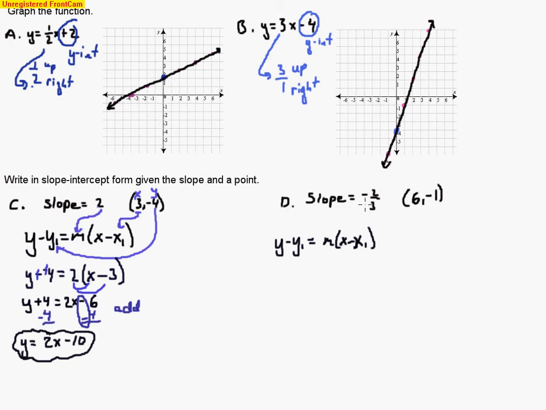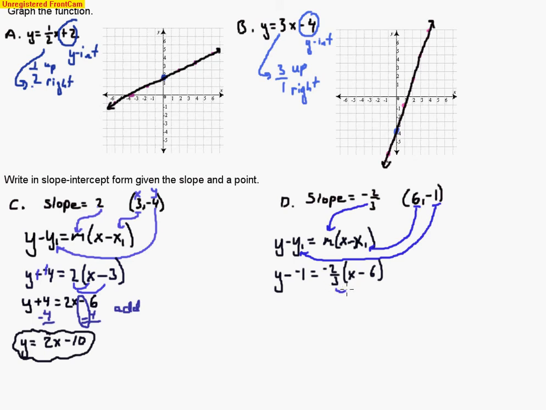So we've got negative 2/3. That goes in place of m. 6 goes in place of x1. Negative 1 goes all the way over here in place of y1. So we go ahead and do that substitution. We've got y minus negative 1 equals the slope, which is negative 2/3, times x minus, and then I write down 6. Well, from here we need to use that distributive property.